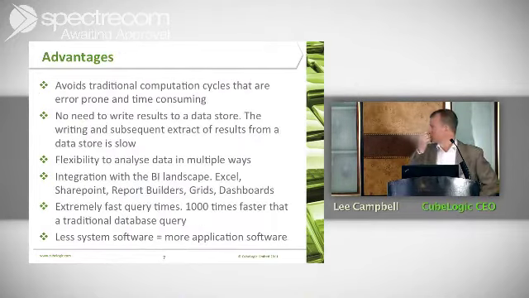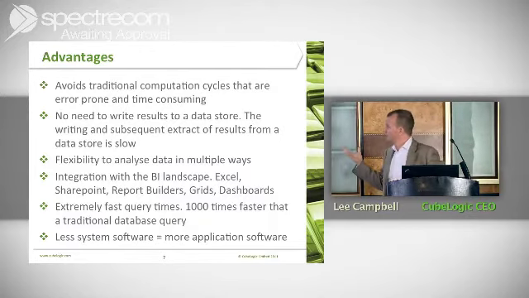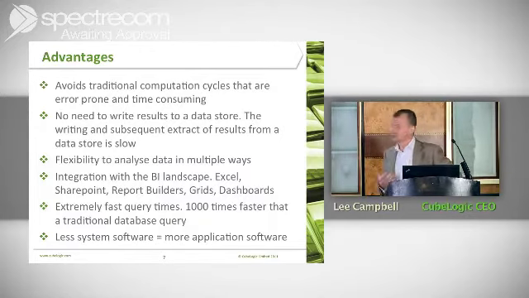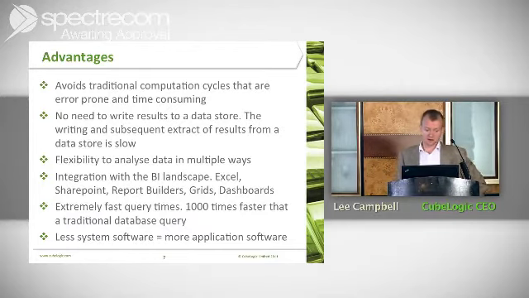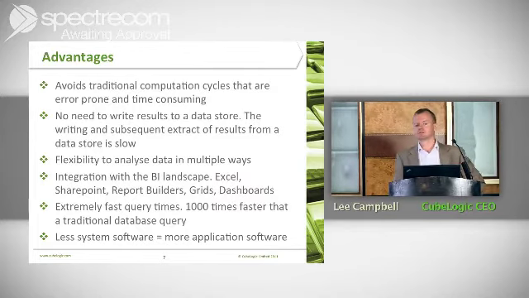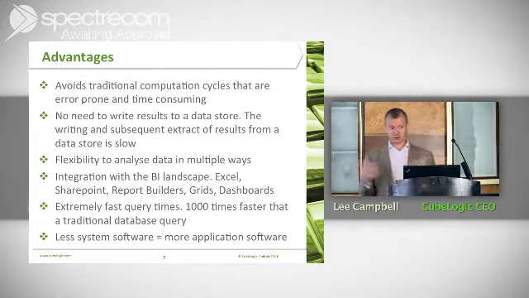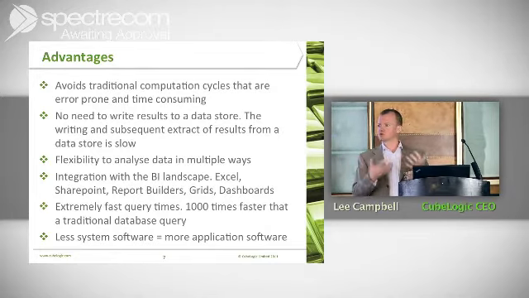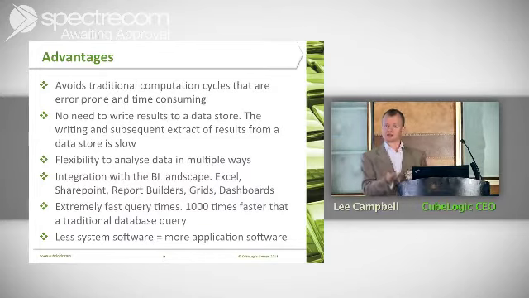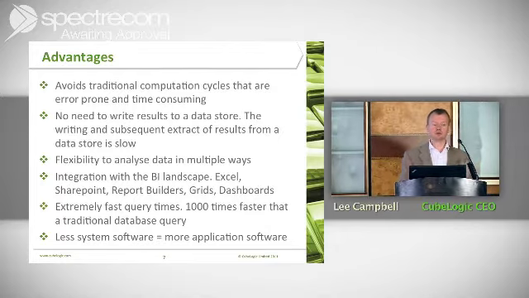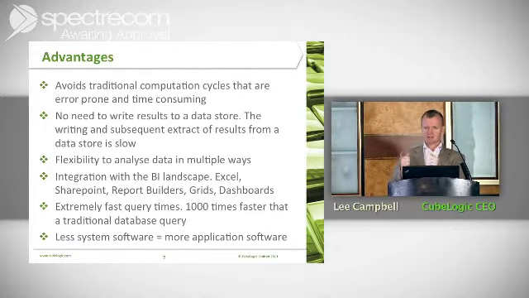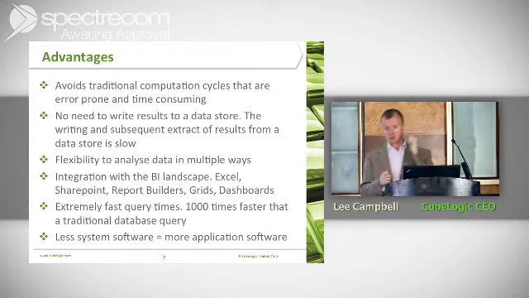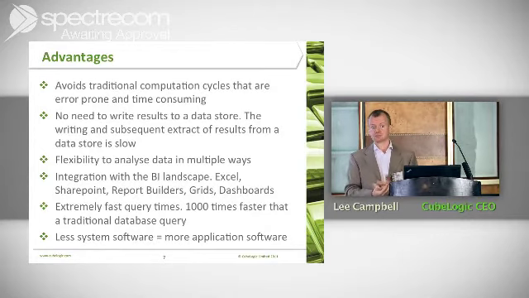So what are the advantages of it? As I said before, it avoids the traditional compute cycles, which are error-prone and basically take a lot of time. Now, a key message is you're not writing the results to the data store. So if you want to look at, let's say, your credit exposure by counterparty, in a traditional system, you'd compute all those trades, you'd write the results to a database. That's slow to write them into the database and slow to retrieve them. With a cube, you don't do that. All you've got in the cube are the trades and the dimension for counterparty, and you ask the question and it will compute the answer.